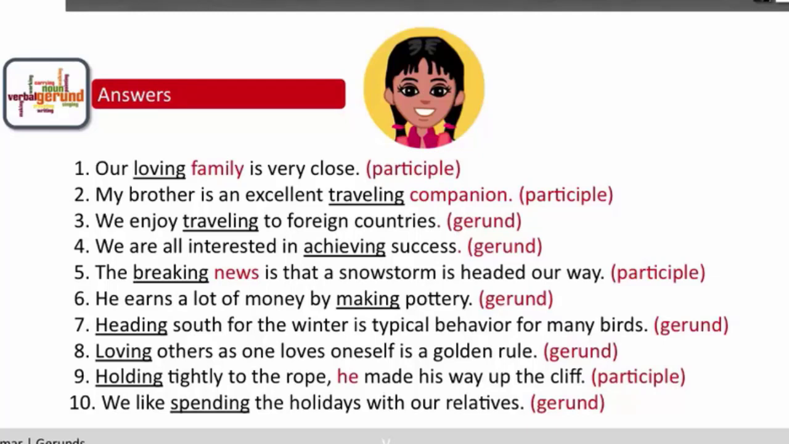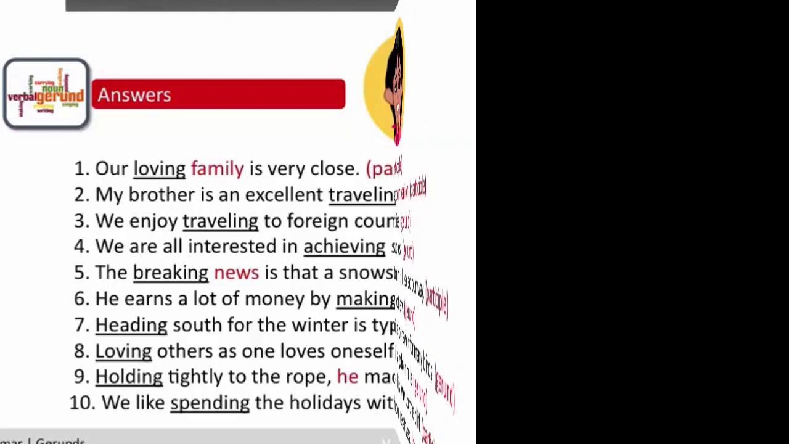Number 9, holding is an adjective modifying he. It is a participle. And in number 10, spending is the object of the verb. It is a gerund. Good job, everyone.